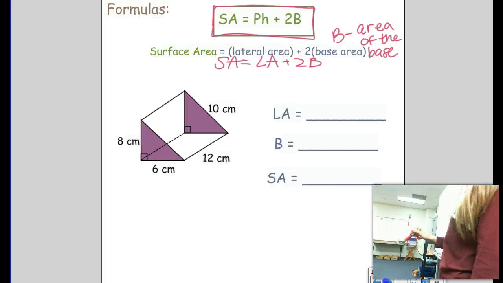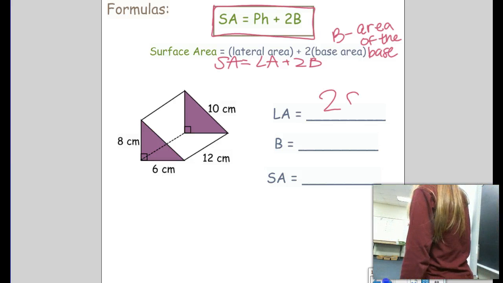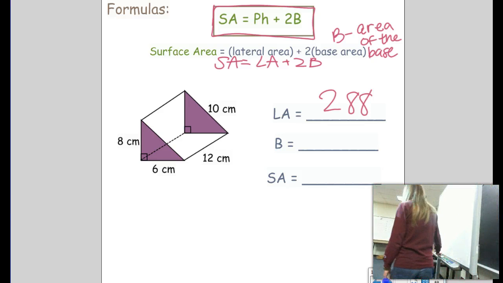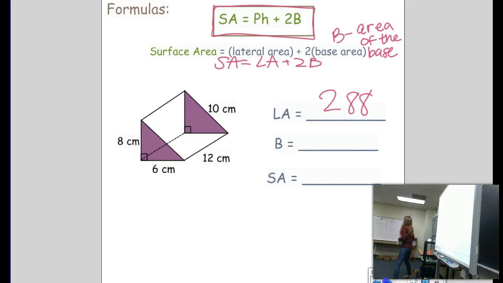Let's find it. Okay, we already did the work. We already found the LA. What was it? 288. I want everyone to find the area of the base and then find the total surface area. Go. Just capital B, just the area of the base. Kylie, go write B, and Rodolfo, go write SA.